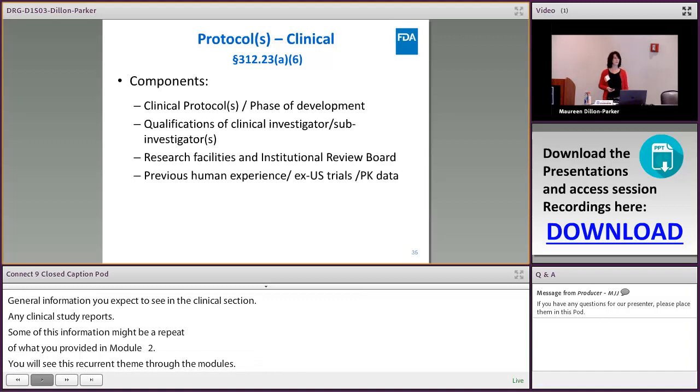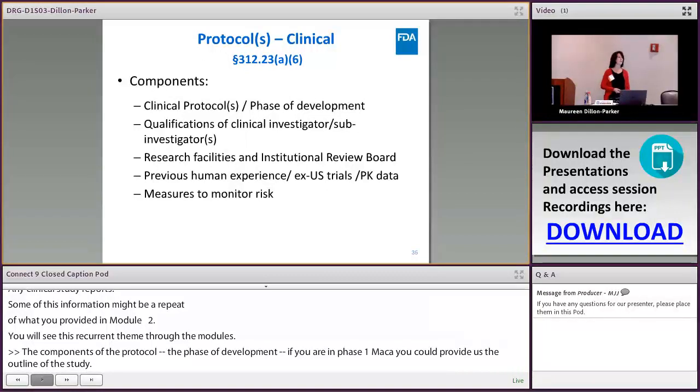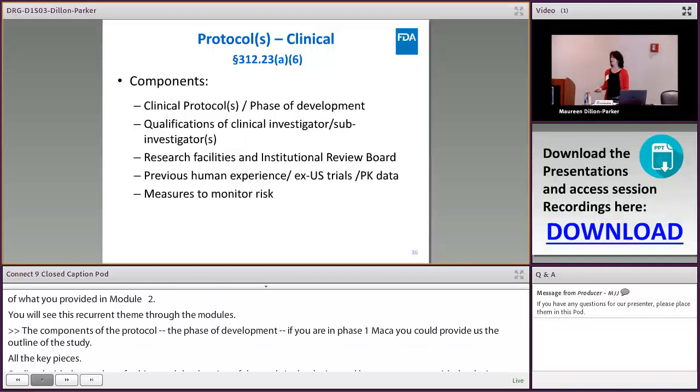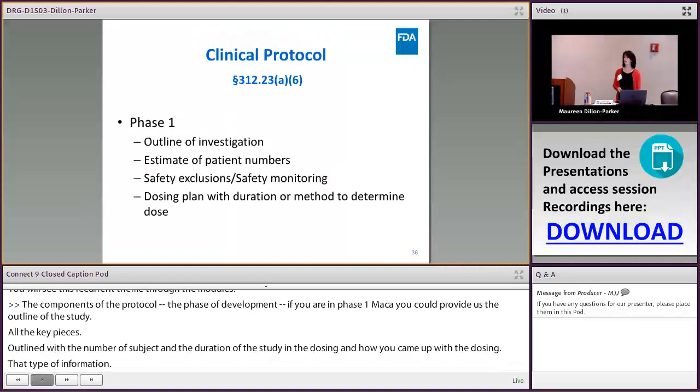If you're in phase 1, it might not be a full protocol. It could be just the outline of your study with all the key pieces outlined for us: numbers of subjects, duration of the study, the dosing, how you came up with the dosing, that type of information. Then the qualifications of your investigators, and you're going to identify for us your research facilities, what institutional review boards you're going to be using, and again, previous human experience, and ways that you're going to monitor for any risks.